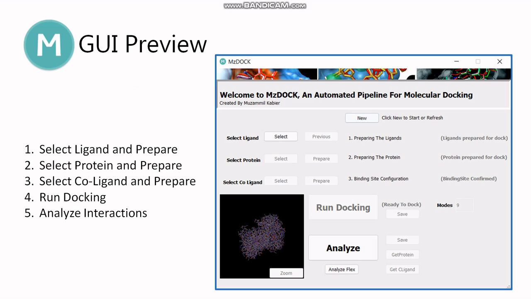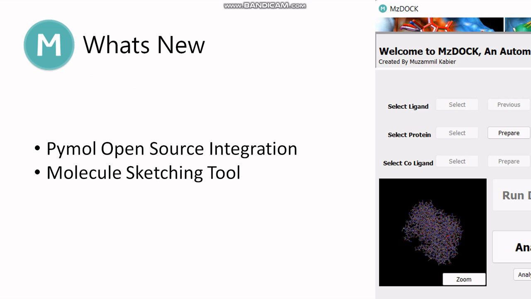So first we will select the ligand and prepare it, select the protein, and select the co-crystallized ligand, which will define our binding site. Then we will run the docking, and then we will analyze the interactions. So we're going to do it step by step.